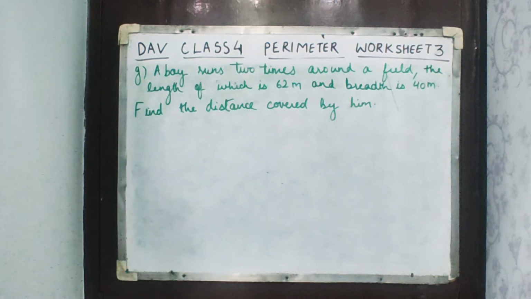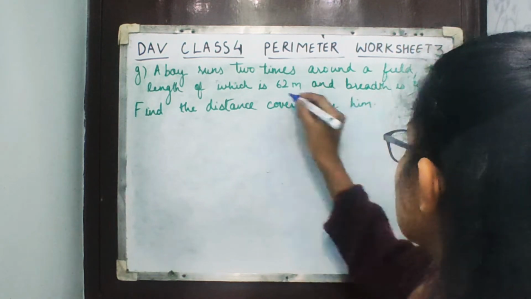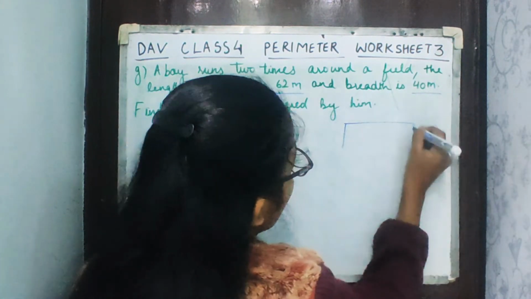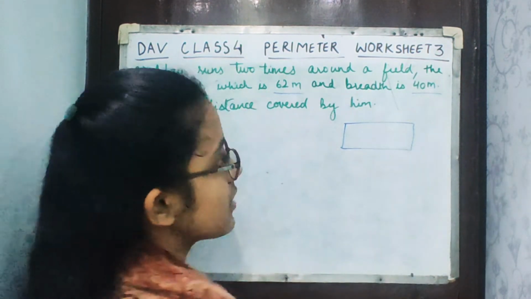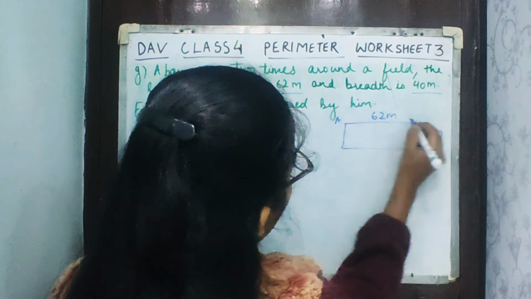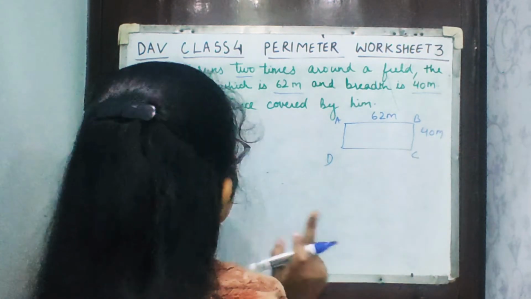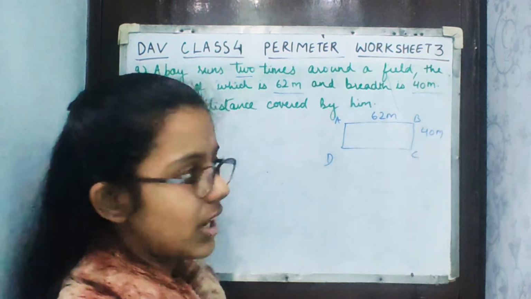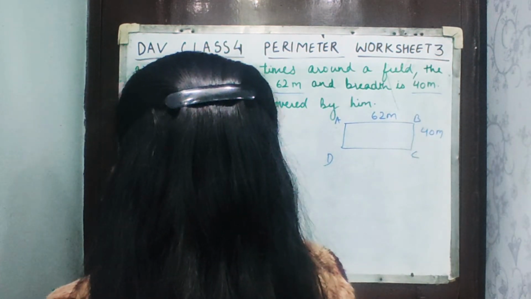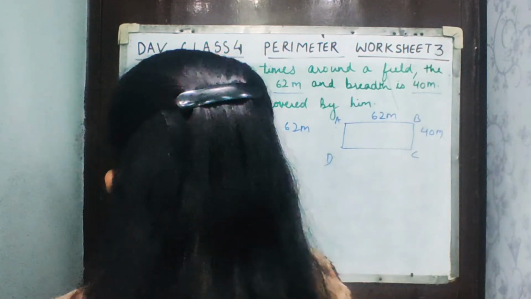So our G question is, a boy runs 2 times around a field, the length of which is 62 meter and breadth is 40 meter. Find the distance covered by him. So the field is a rectangular field, because length and breadth are given. Length is 62 meter and breadth is 40 meter. And the boy runs how many rounds? 2 rounds. We have to find the total distance covered by him. So let's write first the length of the field. Length of the field is 62 meter. Then breadth of the field.